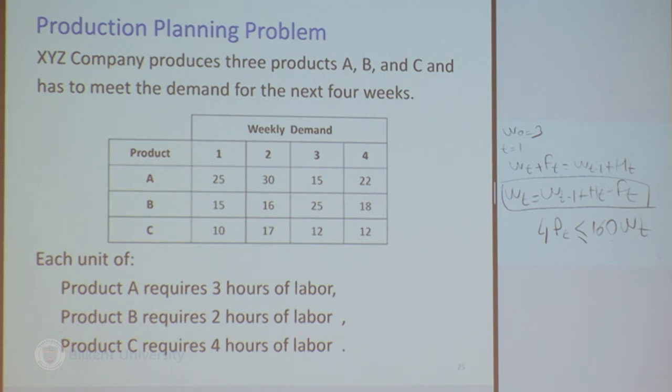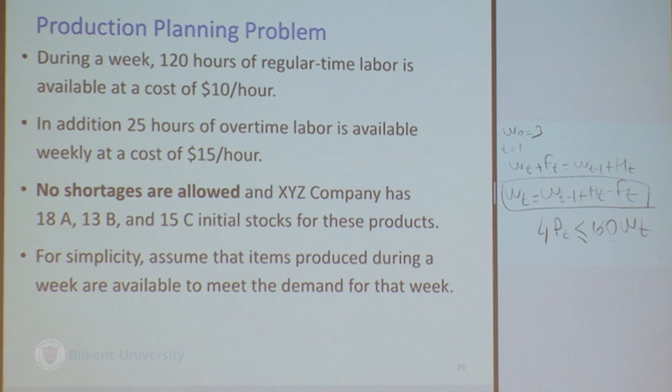So at week 1, I have to have at least 25 product A, at least 15 product B, and at least 10 product C. I can have more to use in the next week, but I have to have at least that much. That is called shortage, if you don't have enough. Of course, I start with some inventory, again, 18 for A, 13 for B, and 15 for C. All right?